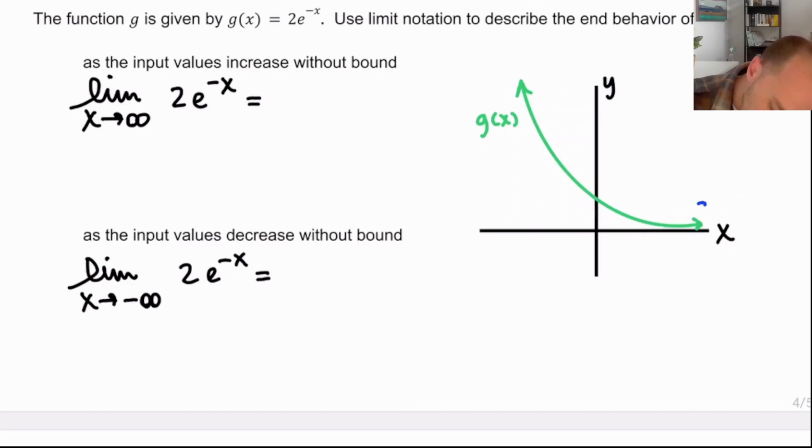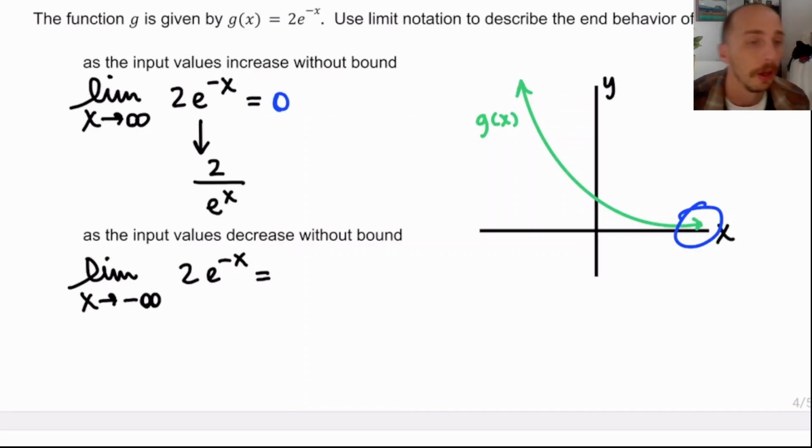So over here, as x approaches positive infinity, it looks like g is approaching 0. So I'm going to put that in here. Now I'm going to also point out that a different way we could understand that is thinking of 2e to the negative x as 2 over e to the x, which is exactly the type of fraction that has a numerator that's constant and a denominator that's growing, which does approach 0, right?